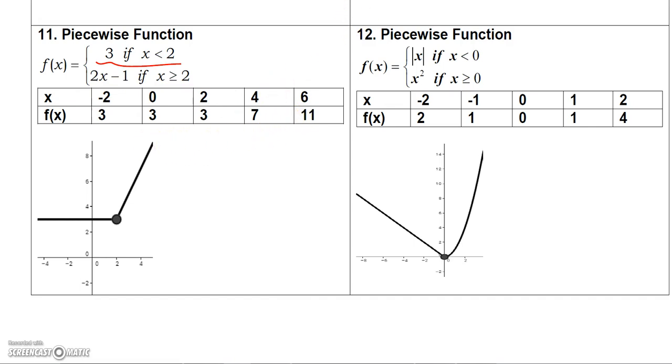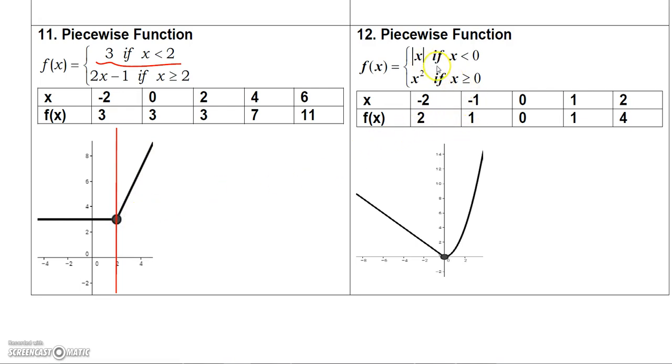So you can see that this function would actually break right here at x equals 2. So let me slide that over a little bit. So that's where it breaks. And so to the left of x equals 2, you get the constant function here, y equals 3, or f of x equals 3. And then to the right of 2, you get the linear function 2x minus 1 right here. And so that's what that piecewise function looks like.